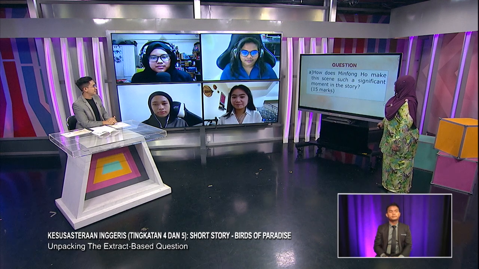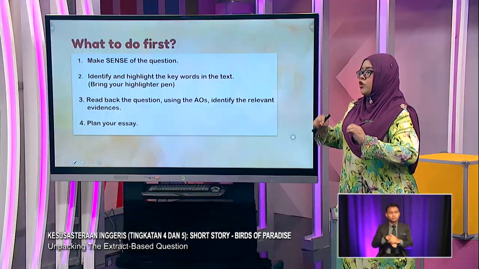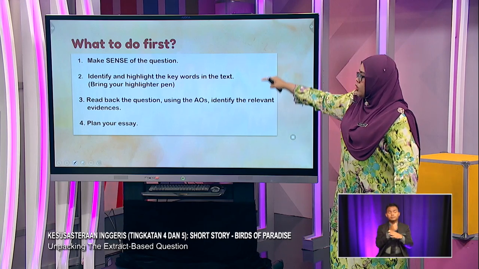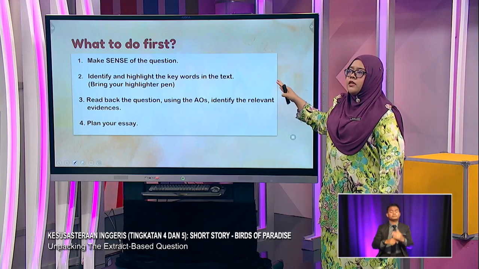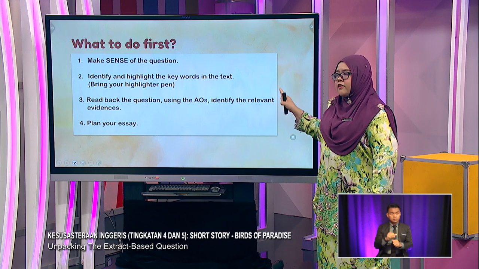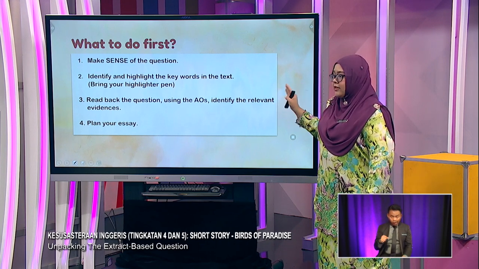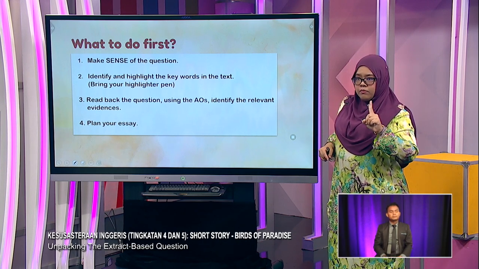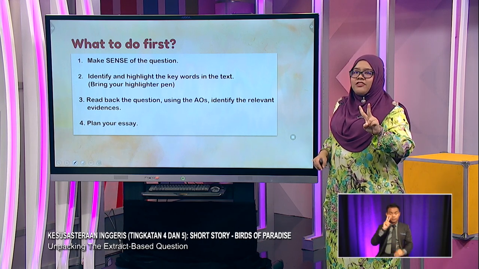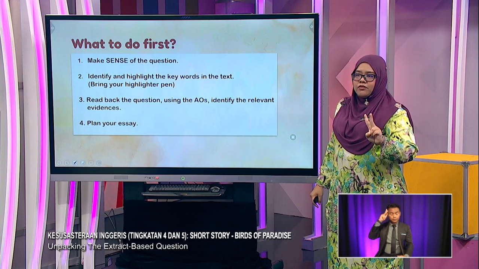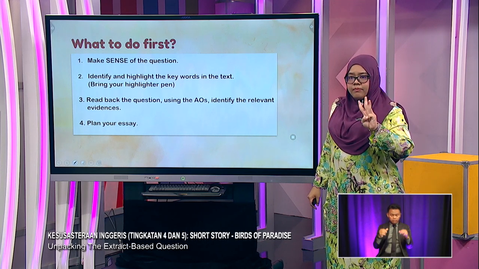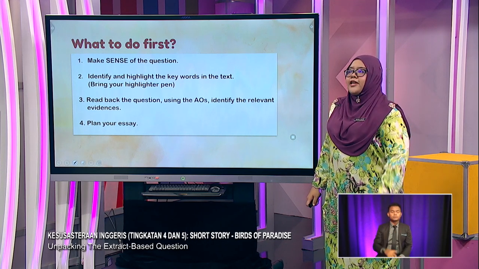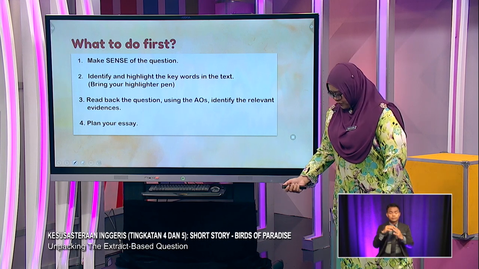Before you start to write, make sure you have understanding, and you practice this. So number one is make sense of the question. That is important. Number two is identify and highlight the keywords. Number three, read back the question. And number four, plan your essay. There you go. Thank you very much, teacher.